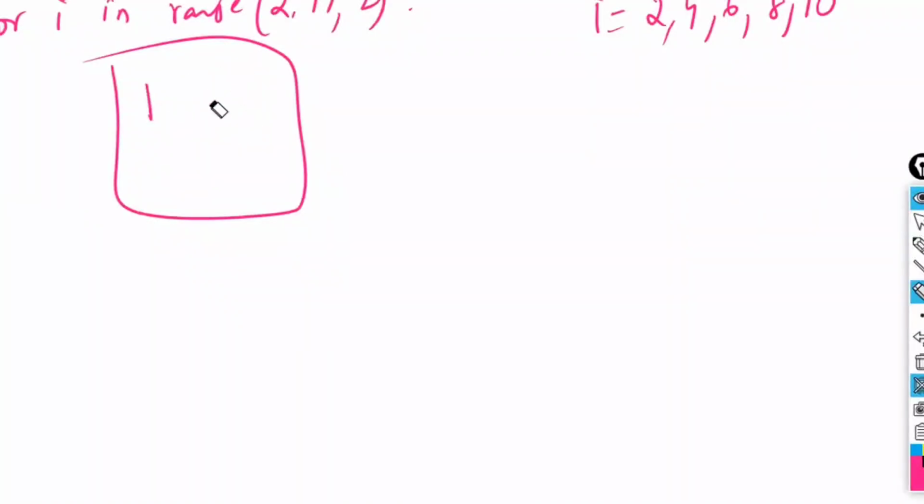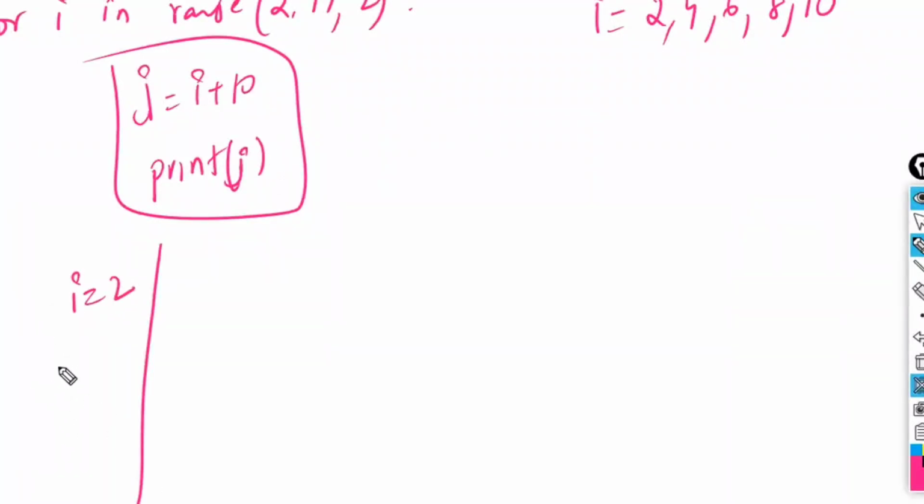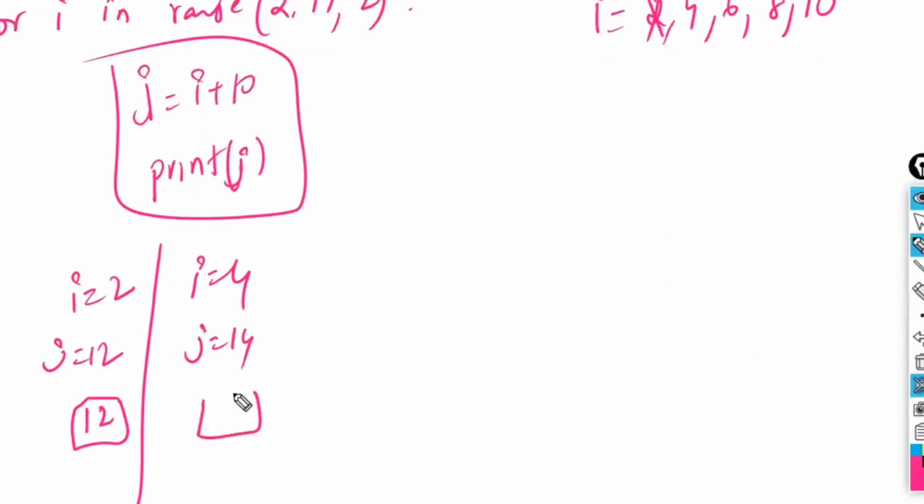If I write, for example, j is equal to i plus 10 and print the j value, first it is going to take i is equal to 2 and execute the block of code. Within the block of code, what is there? j is equal to i plus 10. What is the i value? 2 plus 10, that is 12, and it prints 12. After that, this is completed. Then i is equal to 4 will be taken and executes the block of code. Inside it, i plus 10, that is 14, and prints 14. After that, 4 is completed. Next value, 6. It is going to take 6.